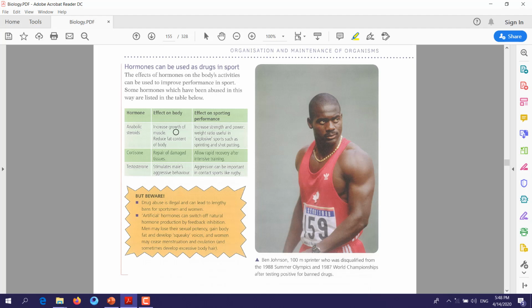So here is what will happen. Most of the bodybuilders use these steroids. Okay, but how will it affect their performance? It will increase strength and power. Okay, when you have more muscles, of course, what does that mean? You will be stronger and you will have more power.